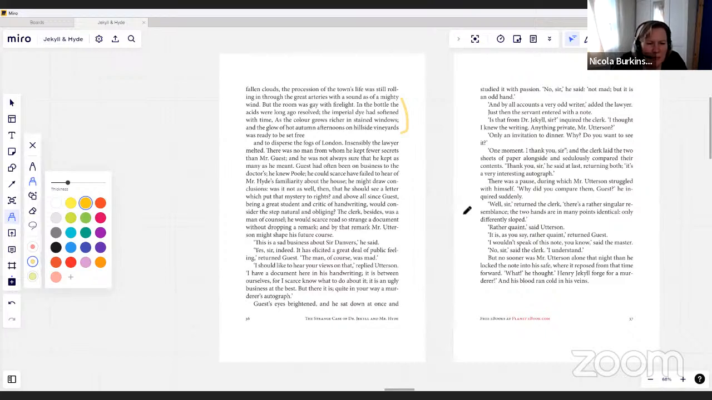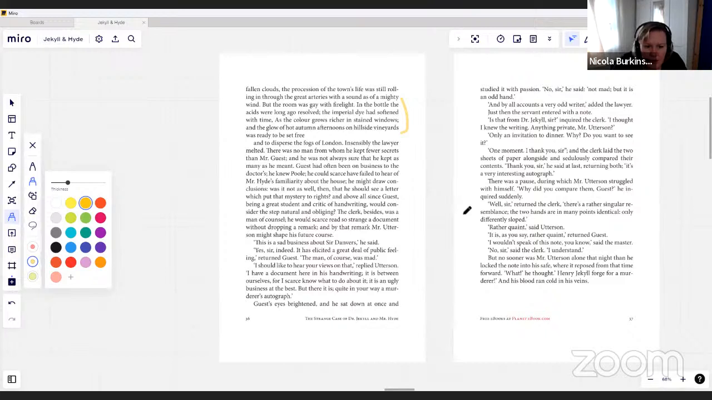"This is a sad business about Sir Danvers," he said. "Yes, sir, indeed. It has elicited a great deal of public feeling," returned Guest. "The man, of course, was mad." "Should like to hear your views on that," replied Utterson. "I have a document here in his handwriting. It's between ourselves, for I scarce know what to do about it. It's an ugly business at the best, but there it is, quite in your way, a murderer's autograph."